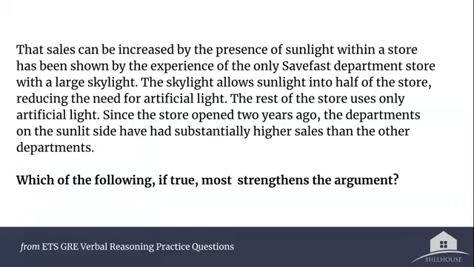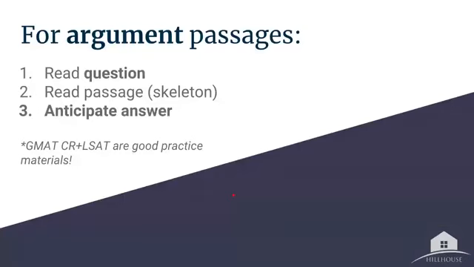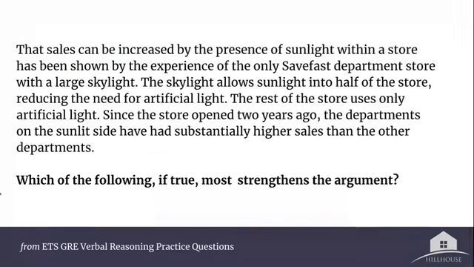All right, so let's try a medium difficulty question. Once again, this is from the ETS GRE verbal reasoning practice questions. So once again, this is a one paragraph reading, but we can tell by the question that this is actually an argument question, because they're asking about what strengthens the argument. They also might ask you what weakens the argument, or what continues the logic of something. So for argument passages, we want to read the question, which is what's actually being asked.